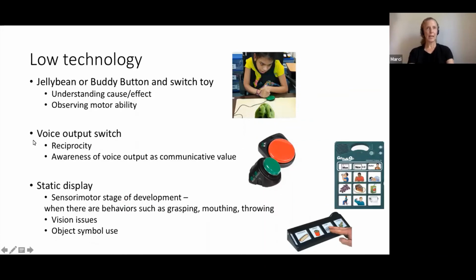Here's a slide on low tech. And just to say, you could use a jelly bean or a buddy button with a switch toy to look at cause and effect. For the pre-symbolic, pre-intentional, or pre-symbolic intentional communicators, you might choose to use the step-by-steps or the voice output communicators to look at something like reciprocity or their awareness of using voice output as a communicative tool. And then finally, we have some old school, I call them old school, static display devices, and these are still really useful for some kids.